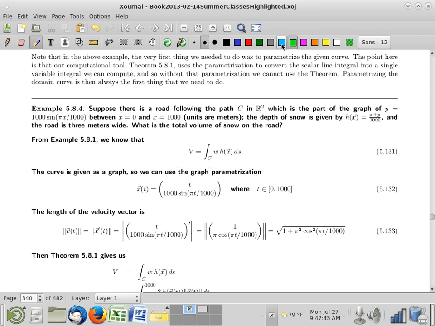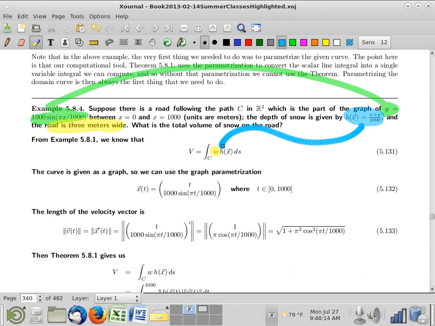The path follows that curve, which you'll note is a graph of a function. And we have this function giving us depth of snow as a function of position. So those things, and one last thing. The road is 3 meters wide. That's going to be the width. The depth of the snow goes there.